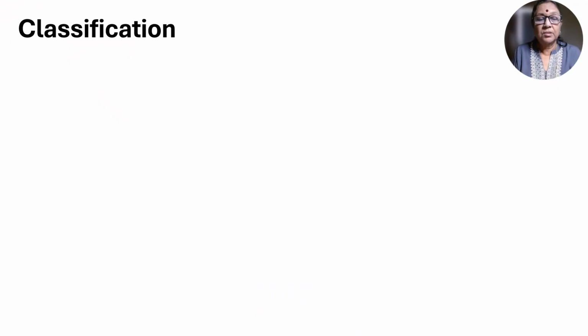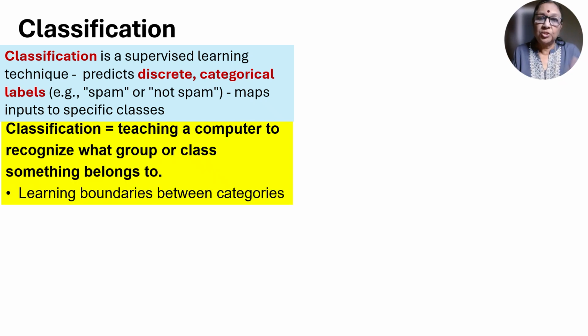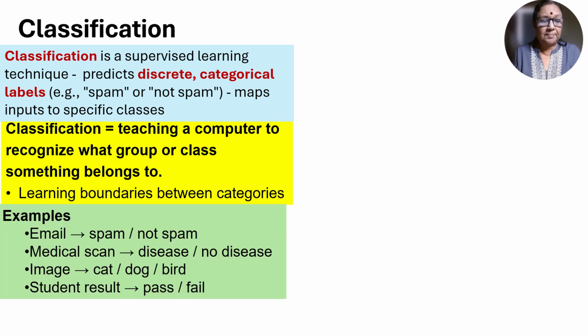So first let us talk about classification. Classification is a supervised machine learning technique where the output is discrete categorical labels like spam, not spam. So the teacher, in the case of classification, teaches the computer what the inputs are and what label is associated with each. Classification is actually learning the boundaries between categories or classes.